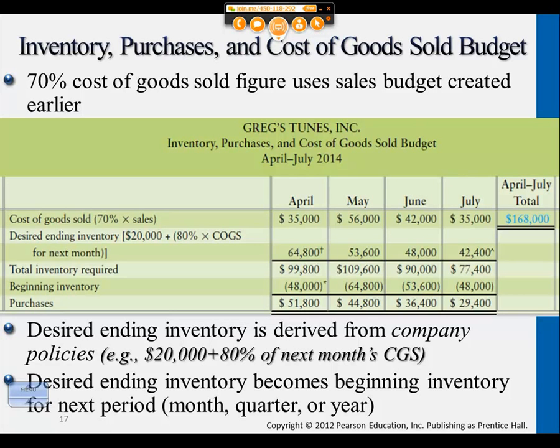Then the next line is our total inventory required. What are we doing here? We take the ending inventory for the previous month, and it becomes our beginning inventory for the new month. Known concept. All right, so now we have the second budget done: inventory purchases and cost of goods sold.